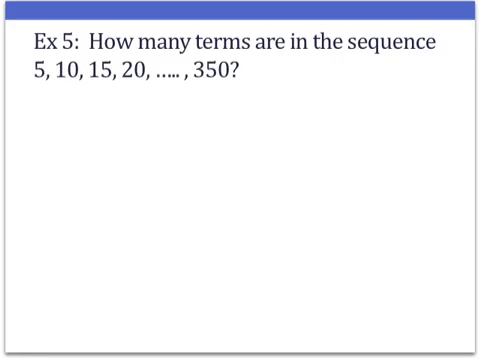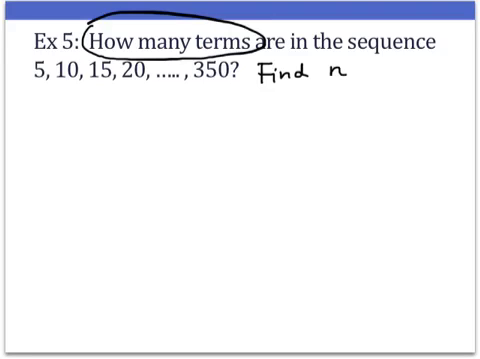Okay, the last problem. How many terms are in the sequence? How many terms? So that means we're going to find n. Okay, we know this is t1. We know that d is 5. And we know this is the last term, and we don't know what n is. So we want to know how many terms are in the sequence.